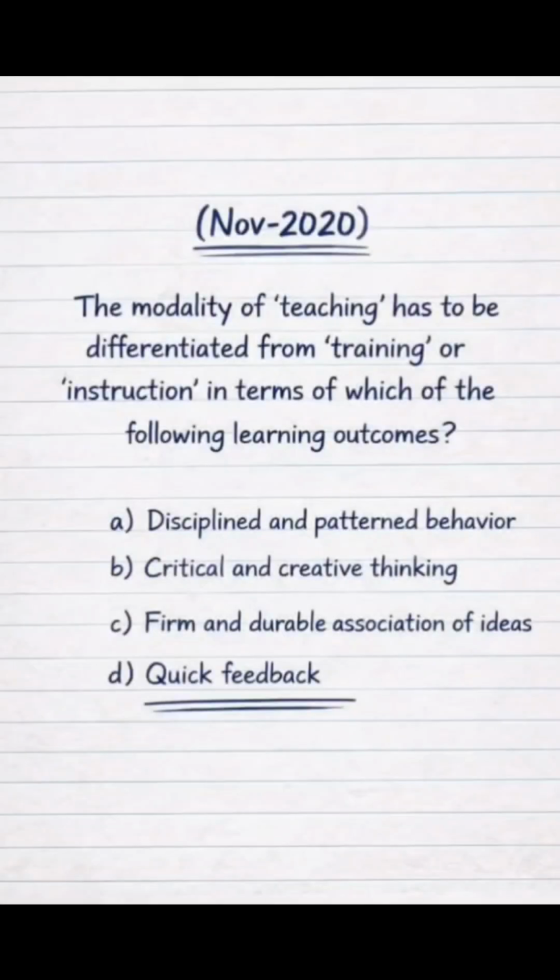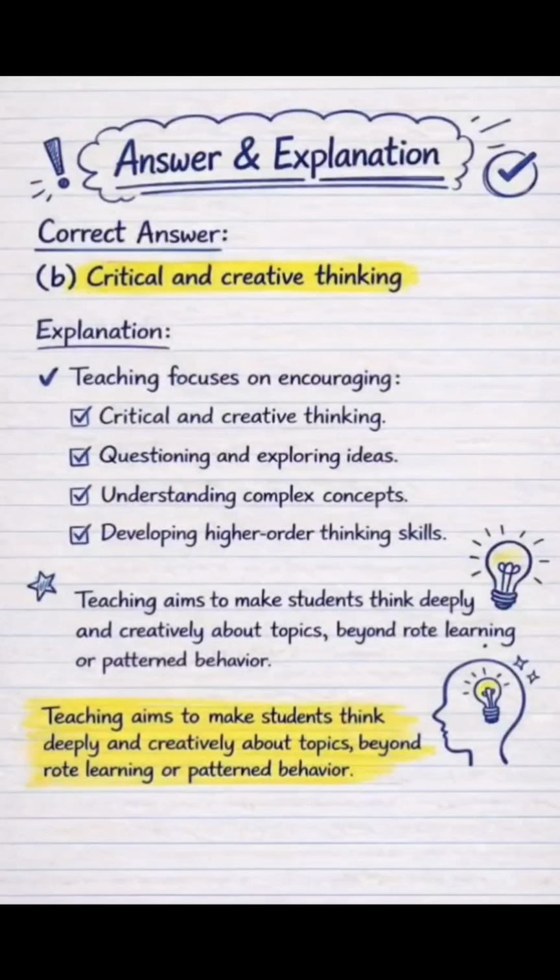In this question, we have to understand the difference between teaching, training and instruction. Teaching mainly focuses on developing thinking ability of students. Teaching helps students to think deeply, think creatively, understand concepts clearly. Training usually focuses on practice and skills. And instruction focuses on giving directions. But teaching is more about improving critical thinking and creative thinking.